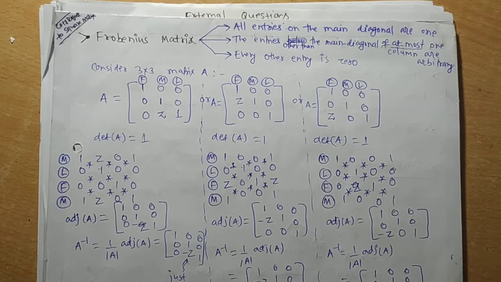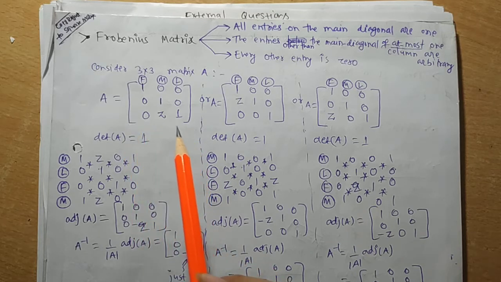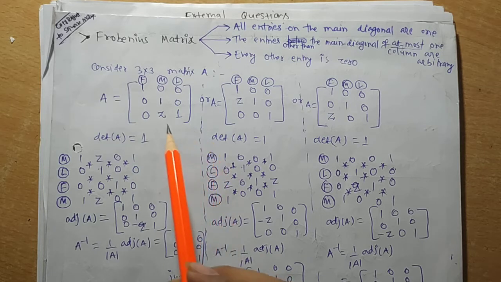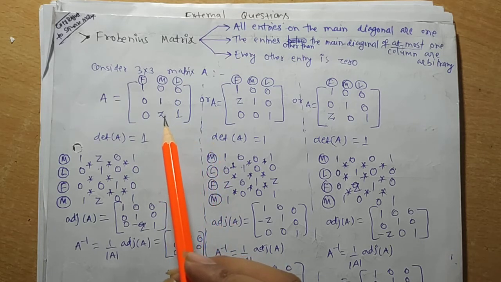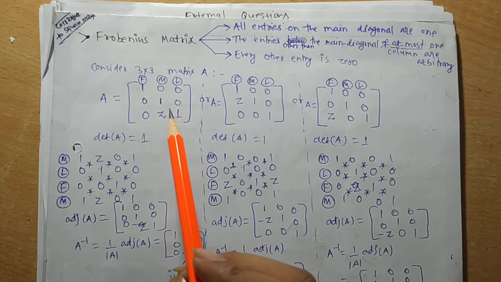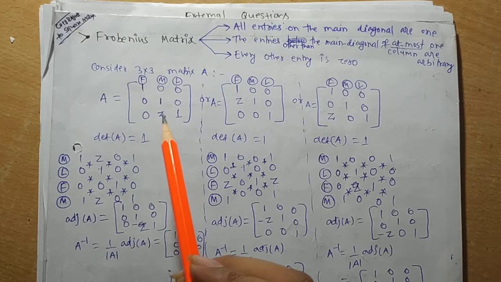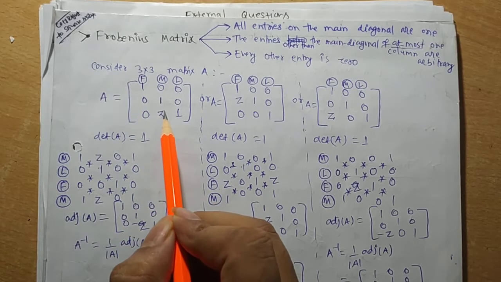Hello friends, here we will see the Frobenius matrix. This is a special kind of matrix, defined as a 3 by 3 matrix whose every diagonal element is 1, 1, 1, and other than the main diagonal elements, at least one column is arbitrary and every other entry is 0, just like you see in the example here.